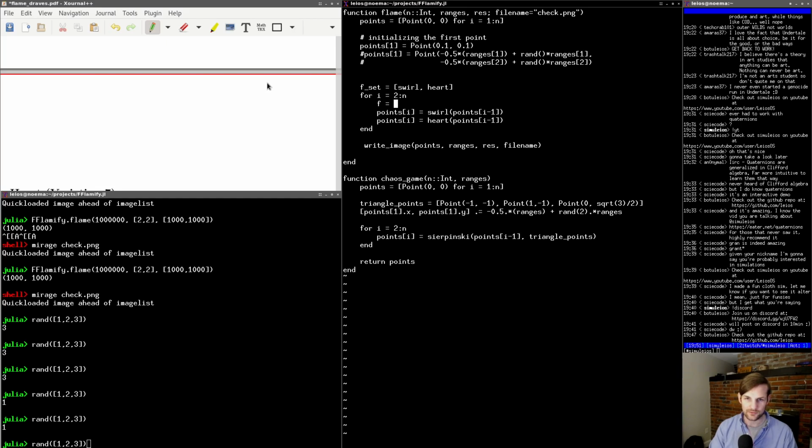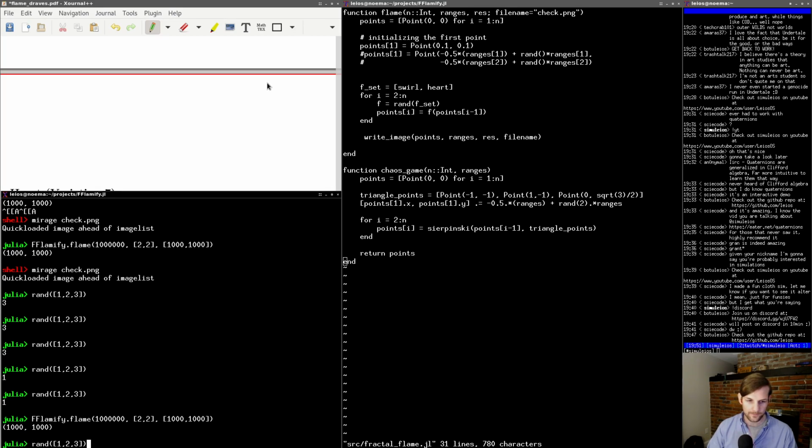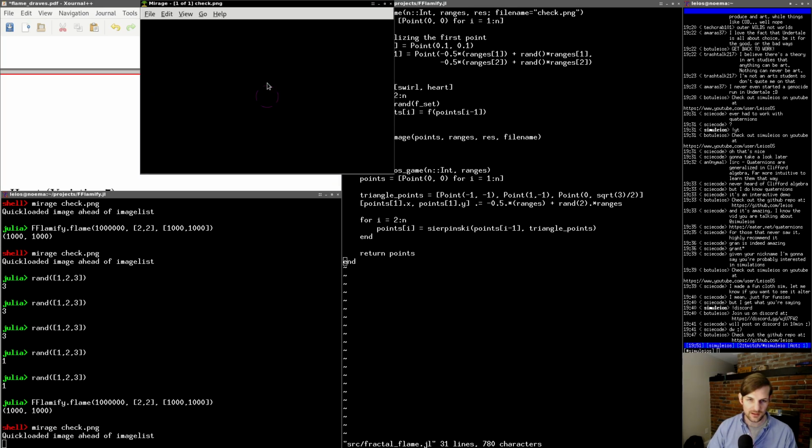F is going to be equal to, I guess it's going to be rand of fset. Something like this. And then in here we should be able to say points of I is equal to this F, dd. That is kind of lame, but let's just see what happens if we do that. So now we're going to do flamify and see what this does. Mirage check.png.